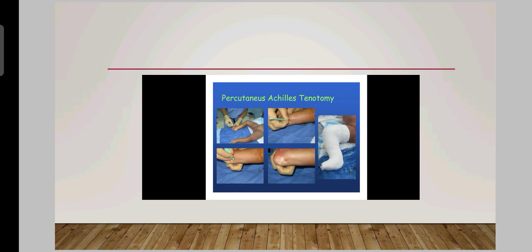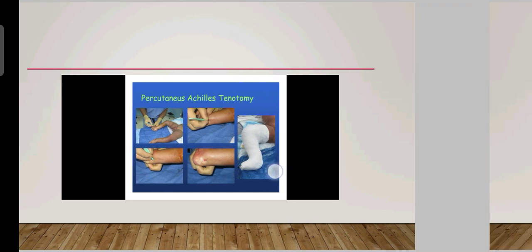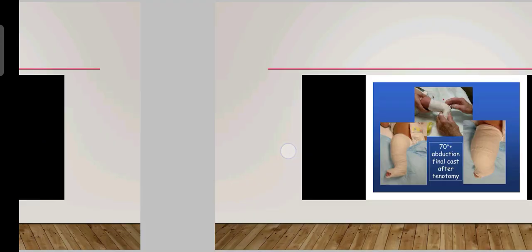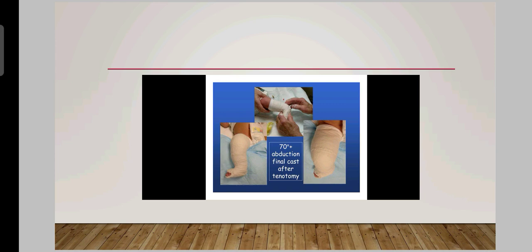And after correction of the different deformities like cavus, adductus, and varus, and dorsiflexion up to 10 degrees, then we go for tenotomy for full range of dorsiflexion, or percutaneous Achilles tenotomy. The foot is in 70-degree external rotation and 10-degree dorsiflexion, and the cast should always be above the knee. The final cast is in 70-degree abduction, the final cast after tenotomy, and it remains for 3 weeks.